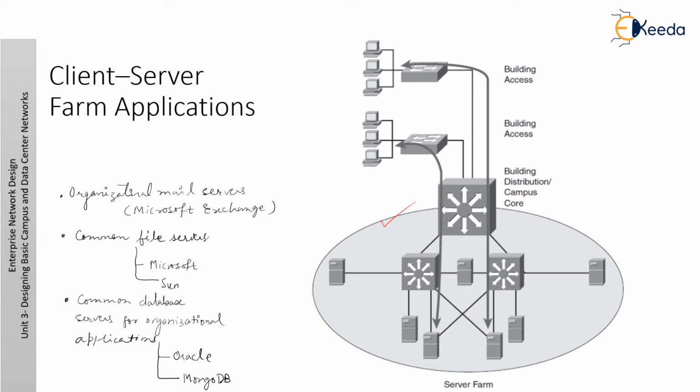In a large organization, application traffic might have to pass across more than one wiring closet, LAN or VLAN to reach servers in the server farm. Client server farm application applies the 20-80 rule, where only 20% of the traffic remains on the local LAN segment and 80% leaves the segment to reach centralized servers, the internet, and so on. Such applications include organizational mail servers like Microsoft Exchange, common file servers like Microsoft and Sun Solaris, common database servers for organizational applications like Oracle and MongoDB.